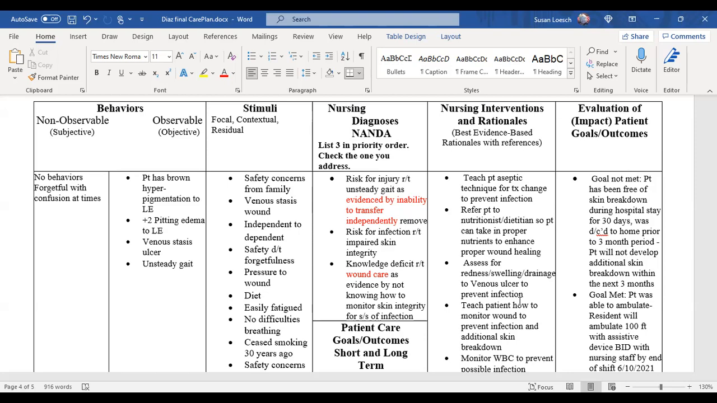So here, you're going to have one priority nursing diagnosis. You're going to list 3. One of them is going to be priority. Put the one that's priority at the top. Where it says nursing interventions and rationales, those are all going to be catered towards that priority nursing diagnosis, not towards the other 2. The other 2 are just there for decoration. Because more than likely your client's going to have more than one problem, but you're only going to address one problem in the care plan.